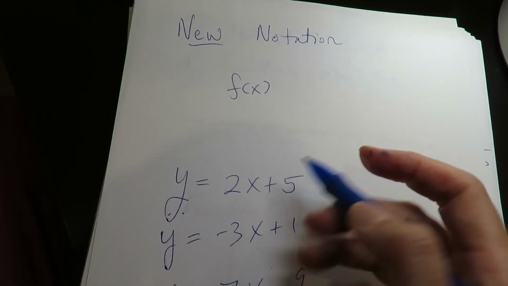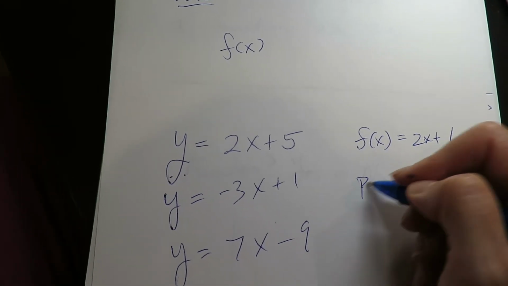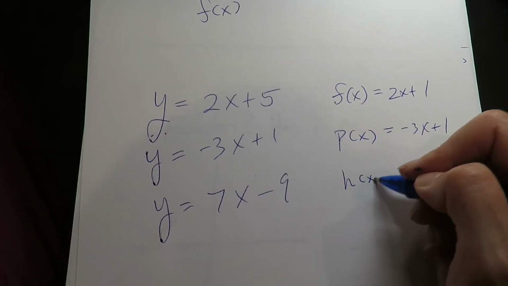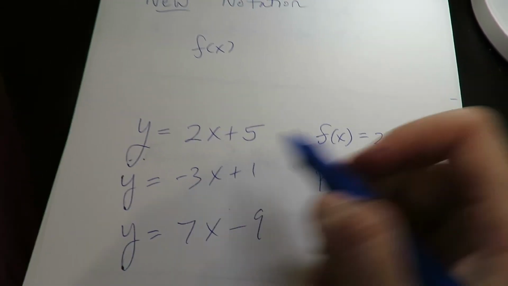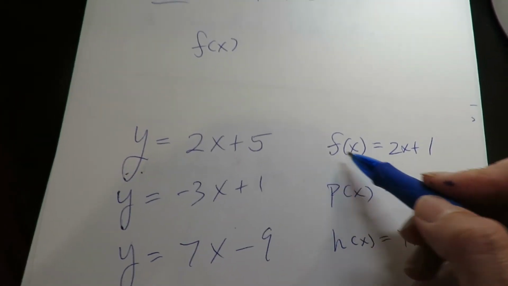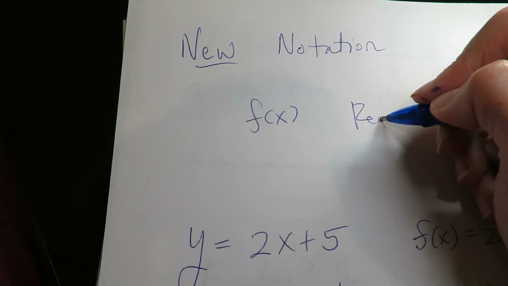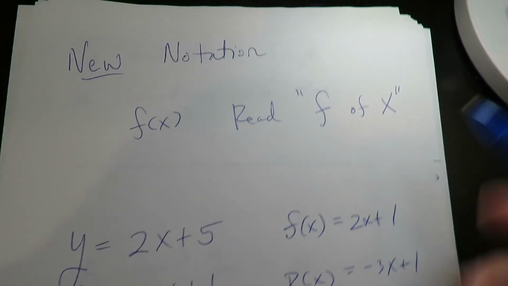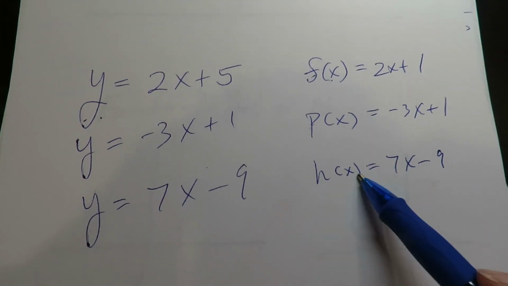So I could, for instance, call this one f of x. I could call this one p of x. I could call this one h of x. So what I want you to get in your head is that instead of calling them all y's, you're going to give them names. And the notation looks really weird. How you would read this is f of x. So this is f of x, p of x, h of x.